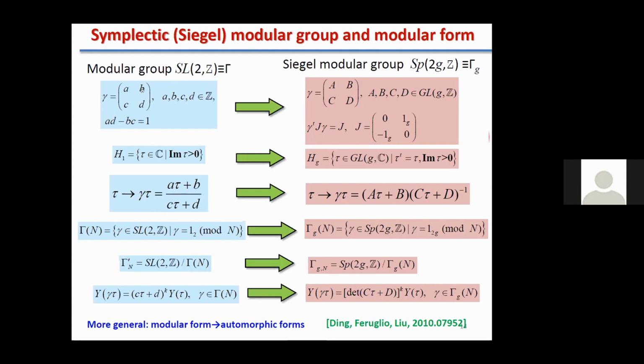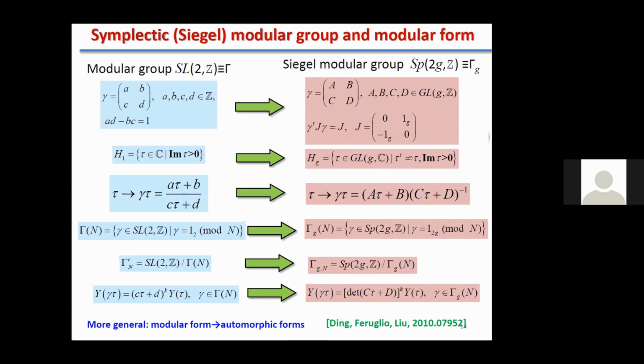Exactly the same. So for SL2Z, each element a, b, c, d is an integer. For Sp2gZ, we have integral matrices A, B, C, D, and they satisfy the symplectic condition: the transpose of gamma times the symplectic form J times gamma equals J. And this is the definition of the symplectic group. Then the complex modulus tau generalizes to a symmetric matrix. It is equal to its transpose, and its imaginary part is positive definite. At the lowest order, g equal to 2, it is a 2 by 2 symmetric matrix.